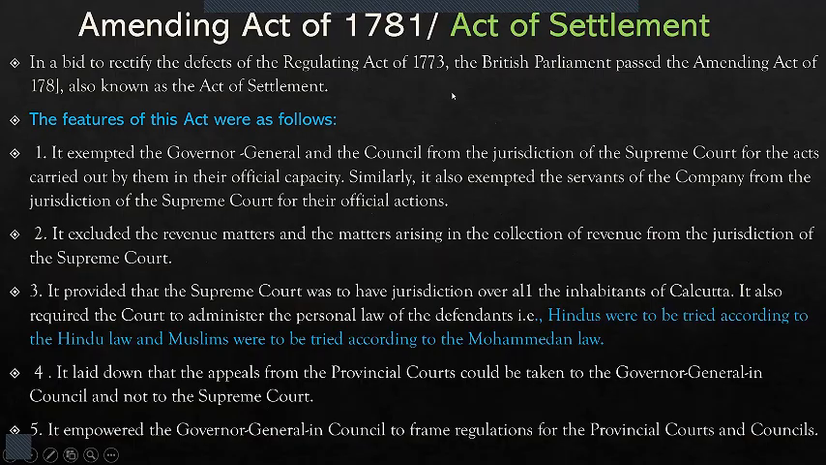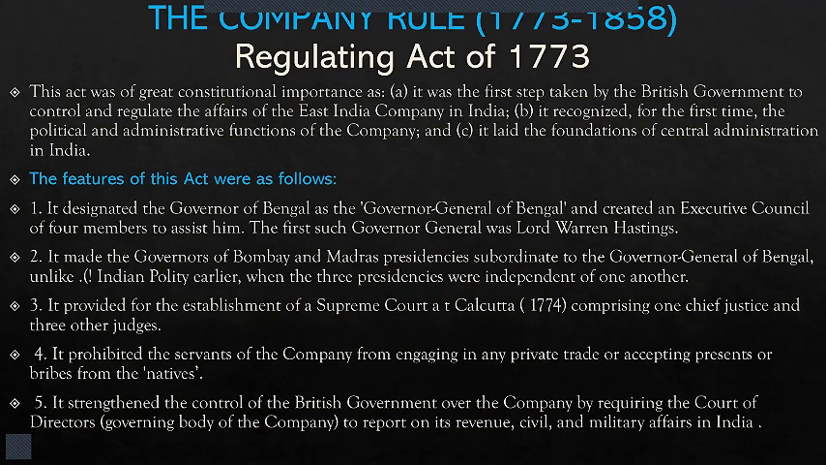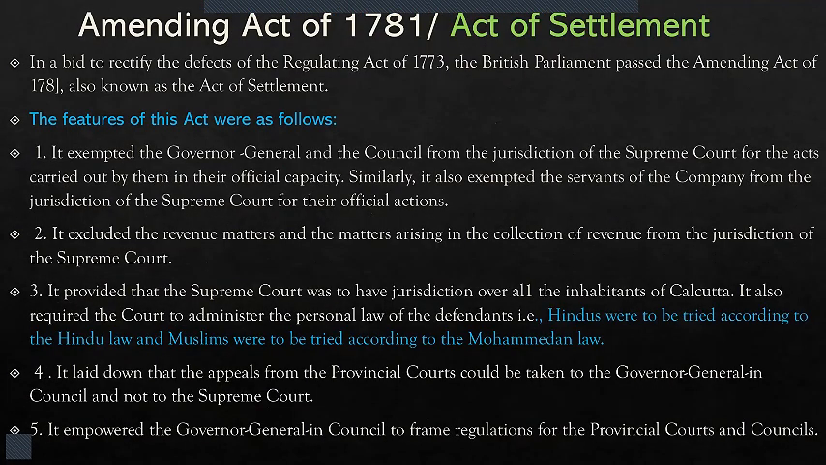Okay. So then comes the Amending Act of 1781. So earlier it was 1773. So now comes the Amending Act of 1781. It is also known as the Act of Settlement. Why? We will see it right now. In a bid to rectify the defects of the Regulating Act of 1773, the British Parliament passed the Amending Act of 1781, also known as the Act of Settlement.